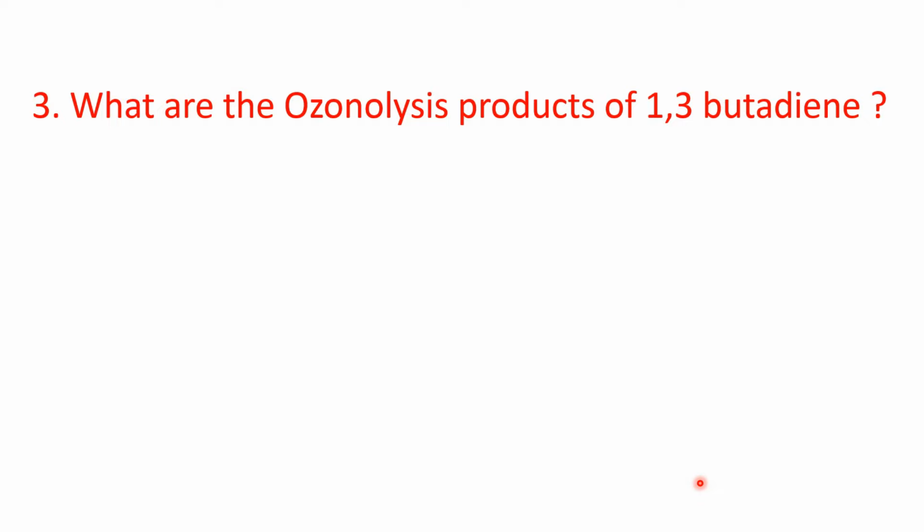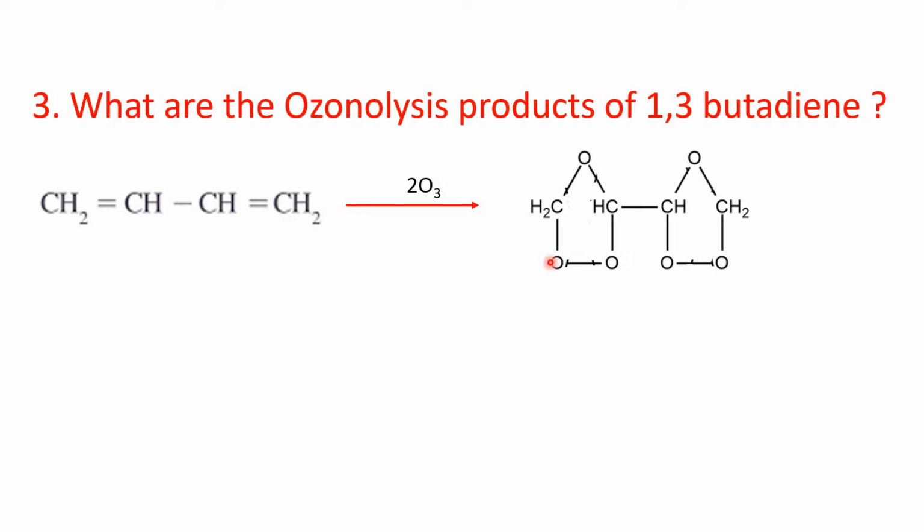Now third question. What are the ozonolysis products of 1,3-butadiene? In 1,3-butadiene, there are two double bonds. We know that an ozone molecule, that means 3 oxygen atoms, can be added to one double bond and form the ozonide. That means the adduct is known as the ozonide. So here there are two double bonds. So two molecules of ozone will be added and the ozonide will be like this. So this is the ozonide.